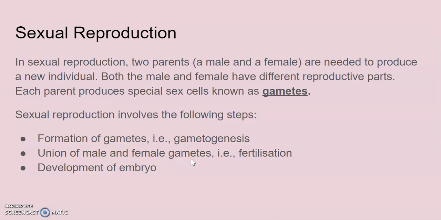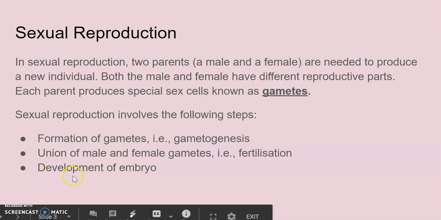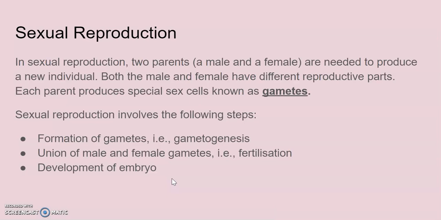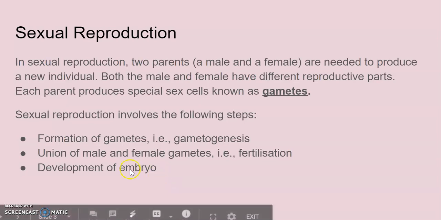When these male and female gametes come into contact with each other, it is known as fertilization, which is the second step of sexual reproduction. And the third step is development of embryo. अब क्या होता है? Fertilization के बाद एक single cell बनता है, जिसे हम बोलते हैं zygote. And after that, when it gets developed, its development stage is known as embryo, which is the third stage of sexual reproduction. So let's learn about gametogenesis in detail.